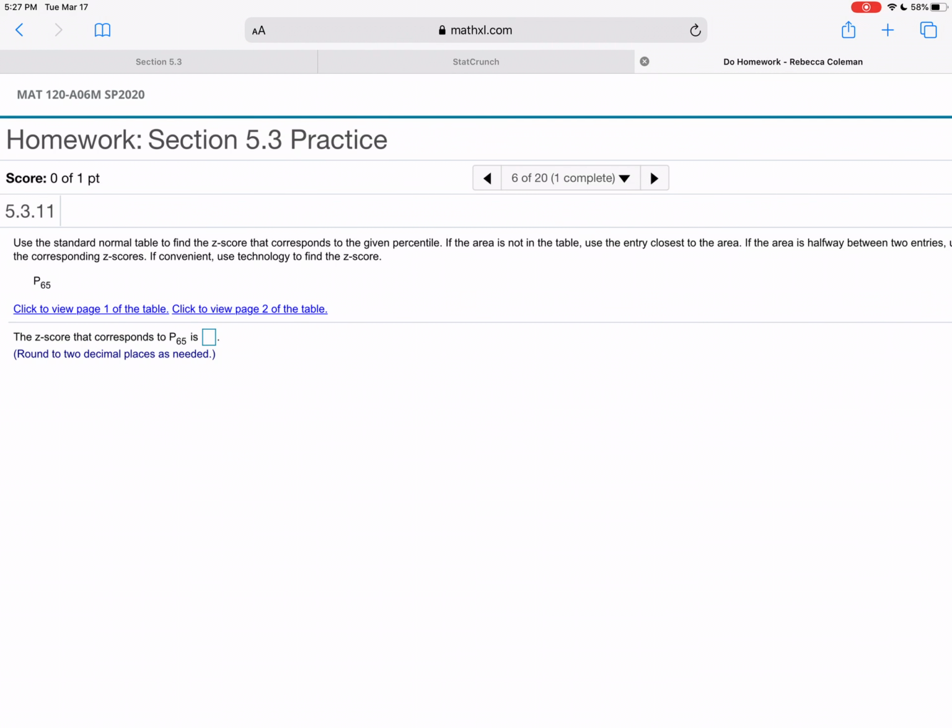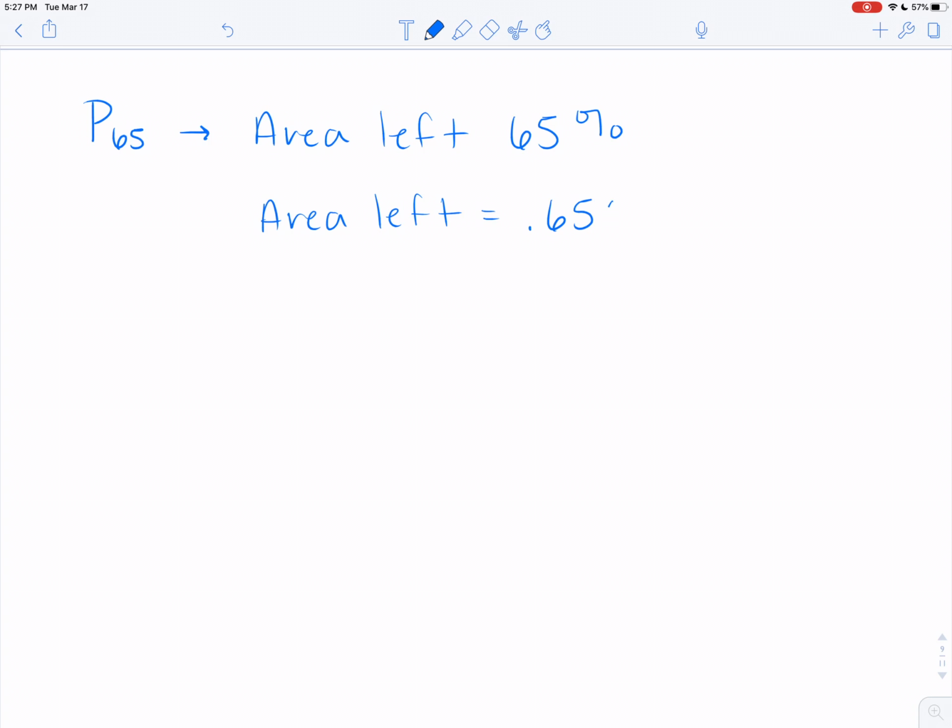So like in this example here, find the 65th percentile. So when I'm given a percentile that I want to find, again, the first thing I'm going to do with percentiles or quartiles is convert them to an area left. And since percentiles move in 1% increments, the 65th percentile just tells me I have an area to the left of 65%. That means I'm looking for a z-score where the area to the left is 0.6500.